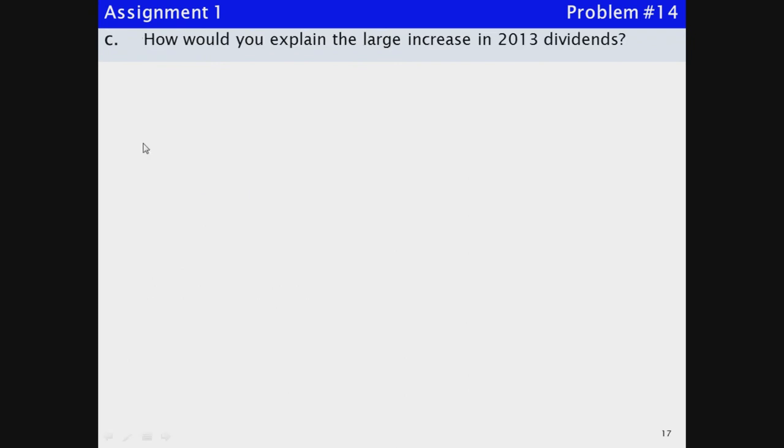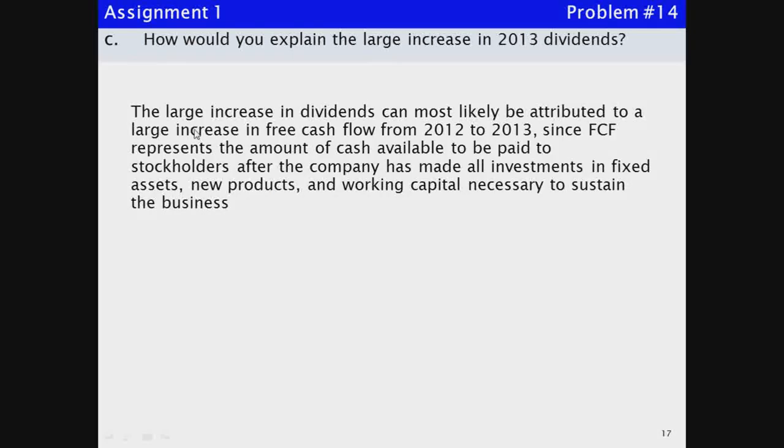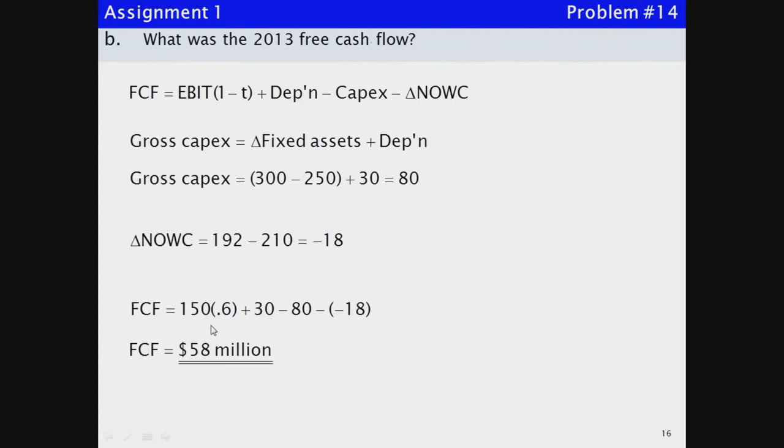As soon as we answer the last question, I apologize, I forgot about part C here. How would you explain the large increase in 2013 dividends? That large increase can most likely be attributed to that large increase in free cash flow. Remember, free cash flow went up $58 million.